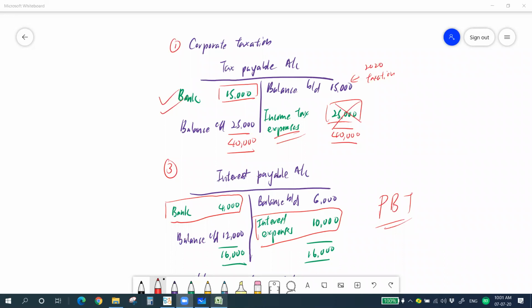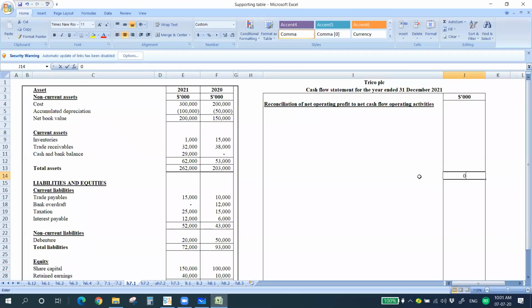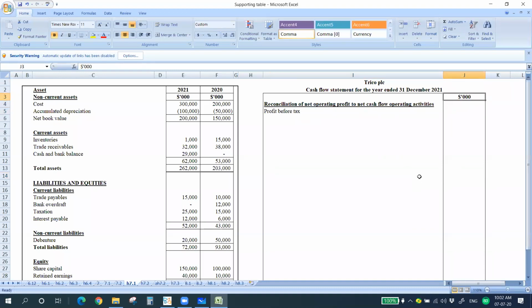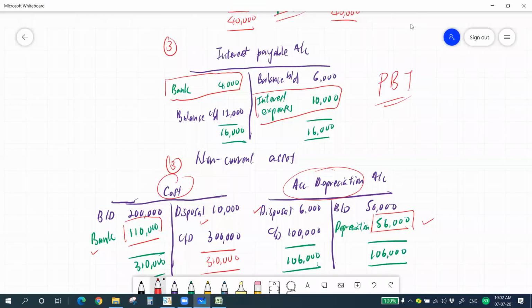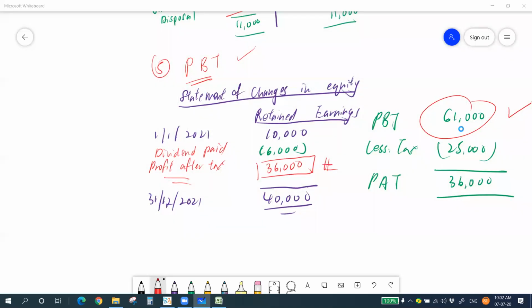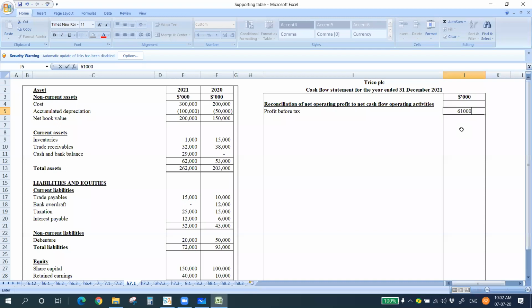All right. So now we have to prepare the statement of cash flow. And for statement of cash flow, we start from operating activities. And in these operating activities, this is profit before tax. And remember, this is 1,000 value. So profit before tax, the information we can grab from here, 61. If this is a profit, then the amount is positive. If this is a loss, then become a negative.